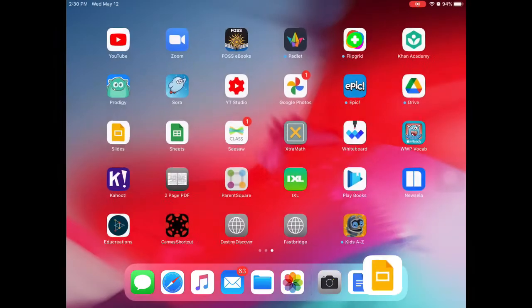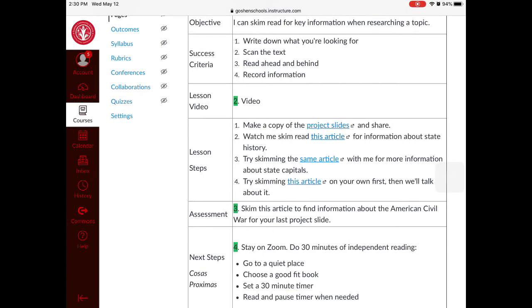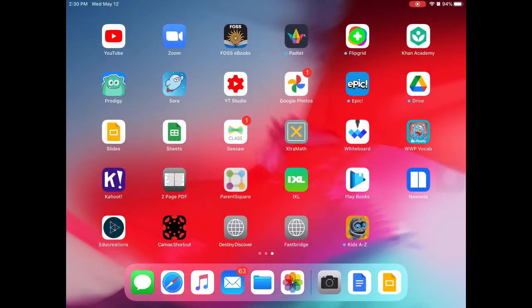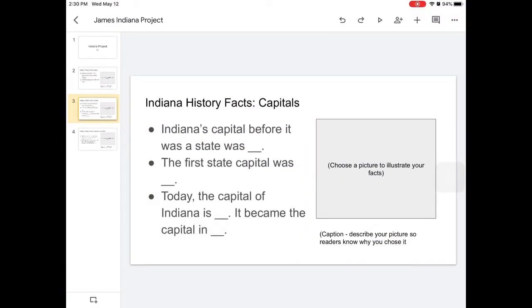We're going to do one together, and then I'm going to ask you to try one on your own before trying with me, and then lastly you will try one all by yourself. So we're going to try skimming the same article for more information about capitals. Please get a paper and pencil if you haven't already, and we are looking for 4 pieces of information this time, so be ready to write down in your notes these 4 pieces of information.